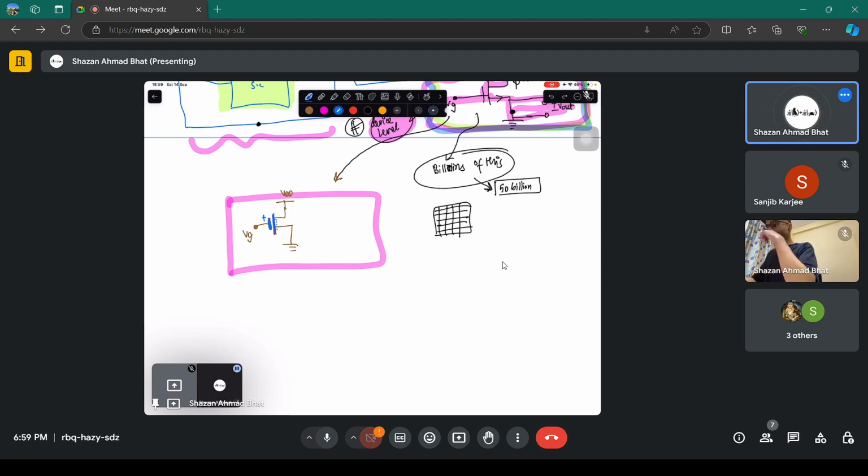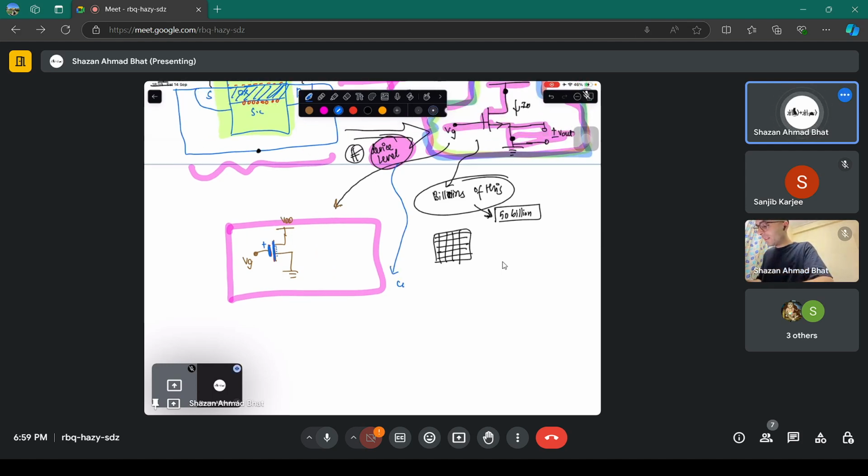Now, what happens is that from the device level, you go on to now a circuit level.